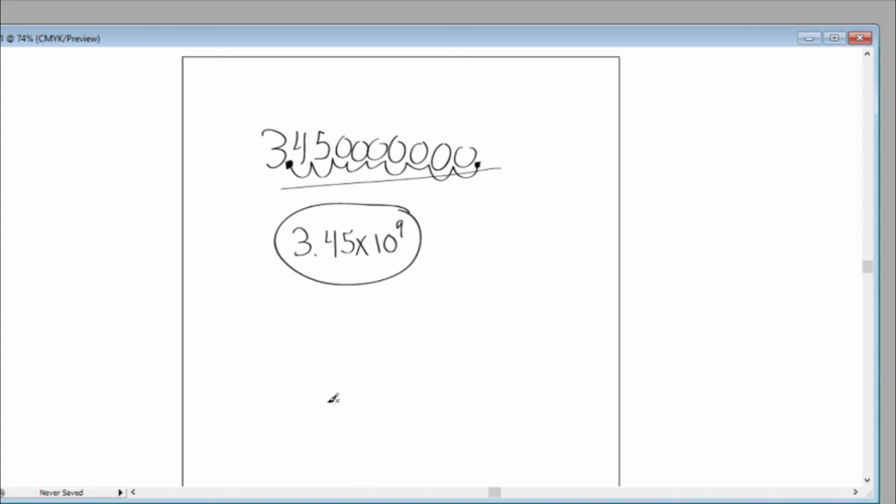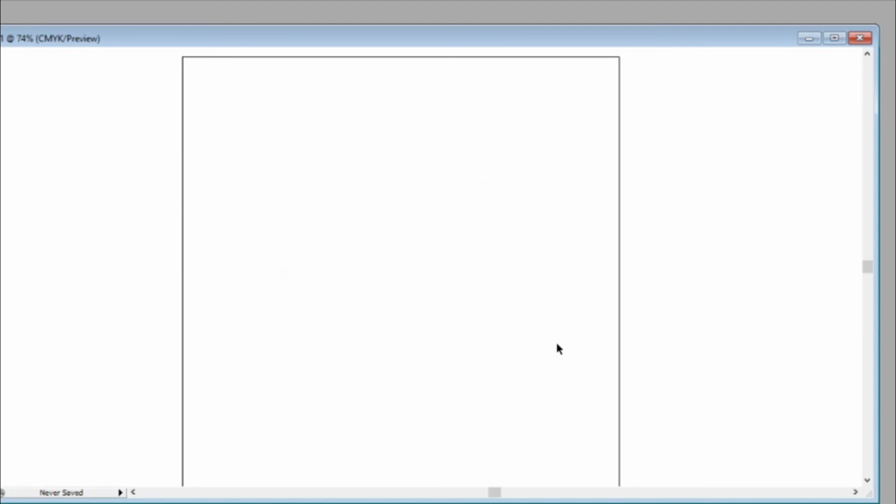What if instead of having a very large number, we have a very small number? Can we put it into scientific notation? Yeah, I already said we could. So let's say that I have something minuscule: 0.0000025. Tiny, tiny number.